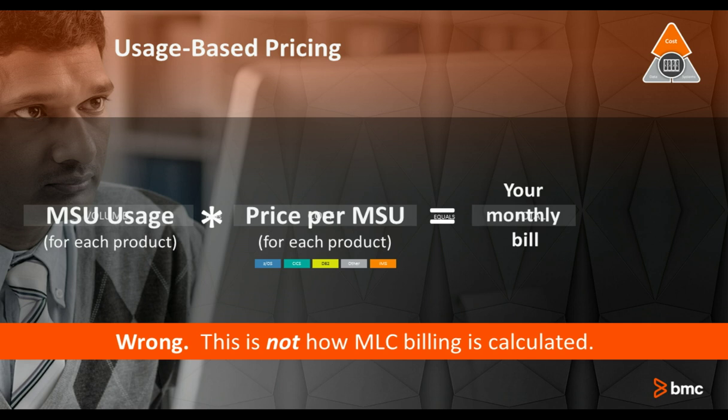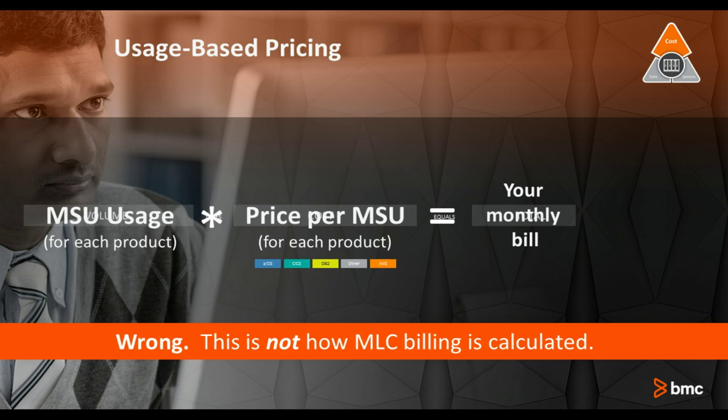So if you were like me and thought about subcapacity pricing and being charged based on the MSUs that you actually use, you would think that it would be an equation similar to this: you're being charged on the MSU usage by the product. Those products in turn have a price associated with those MSUs. You multiply the MSUs used by those products by their price, and then you will get your bill. That would be your monthly bill as it relates to the use-based pricing. However, that is not how MLC billing is actually calculated.